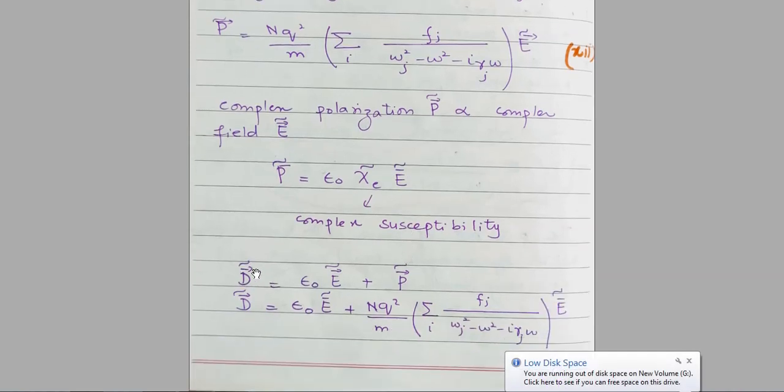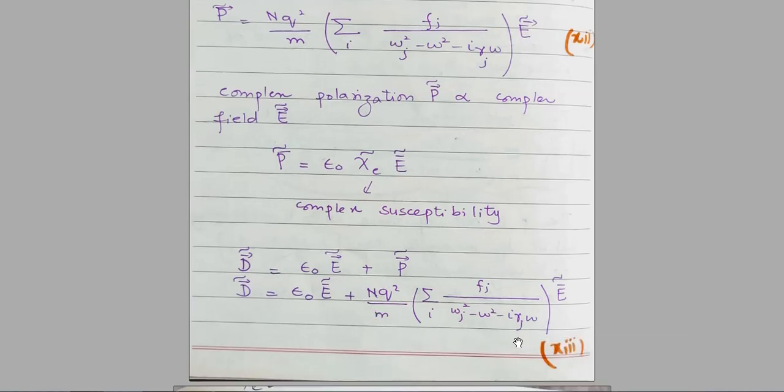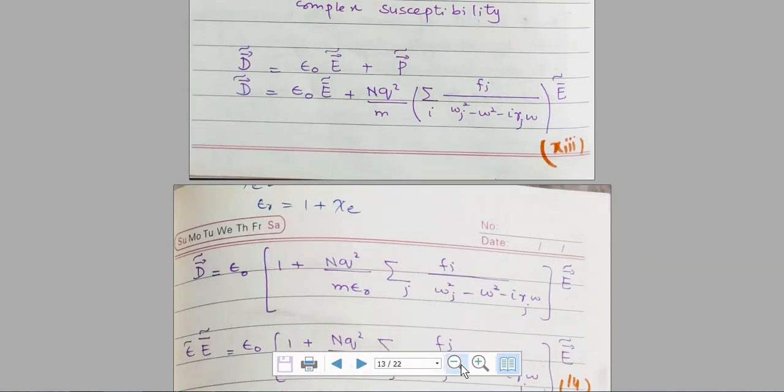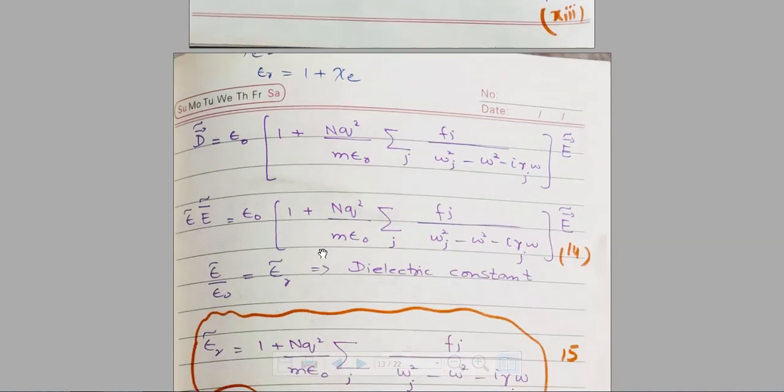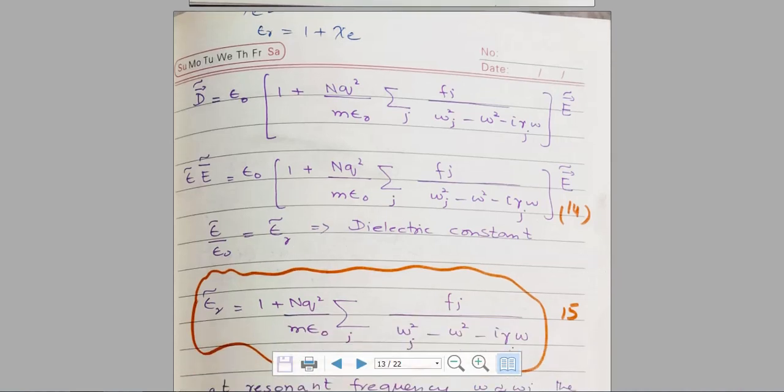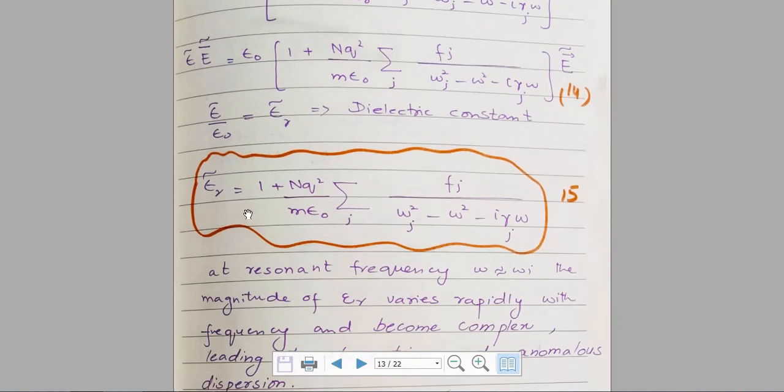To find the displacement vector, we have written D equal to epsilon naught E plus P. Putting in the value, we have equation 13. Now we have to find the formula for the permittivity. Doing simple steps, we have equation 14. Now divide by epsilon naught. You will have the formula for the dielectric constant, and this is the important formula for this topic. You have derived the dielectric constant, and now you have to derive the refractive index for the anomalous dispersion, and then we will plot these two factors and discuss the qualitative results.